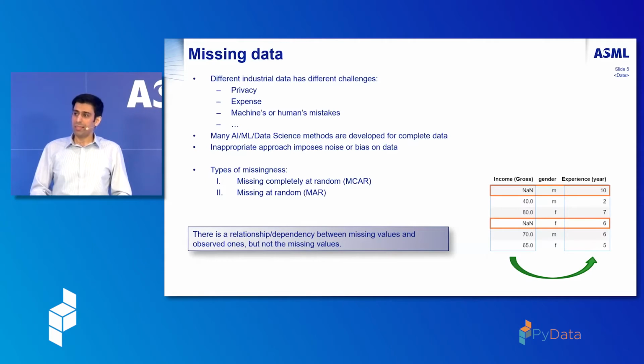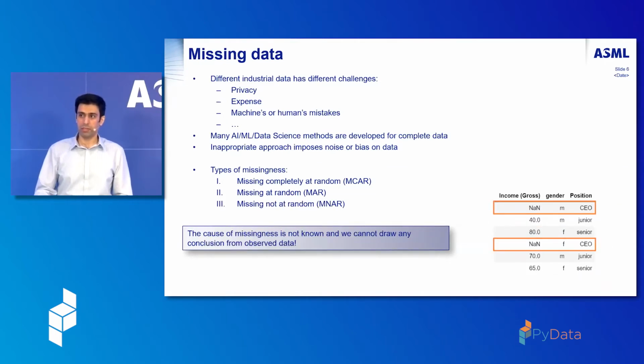And for missing at random, as confusing as it sounds with the first one, there is a huge difference. In this case, there is a correlation or dependency between the missing values and the observed ones. So in our example, if we ask the participants to tell us how experienced they are, then both the data and our common sense tell us that there is a relationship or correlation between the amount of the salary and how experienced someone is. So this is called missing at random.